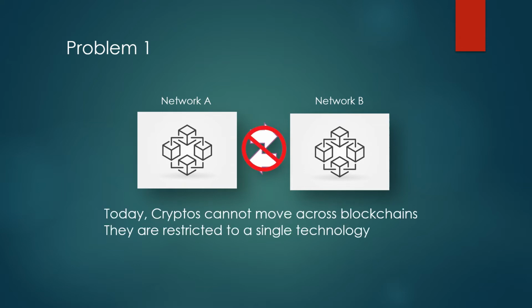So today, cryptos cannot move across blockchains unless we use an external tool. And so they are restricted to a single technology, which is in contrast to fiat money, which isn't restricted to a single technology to keep its value.